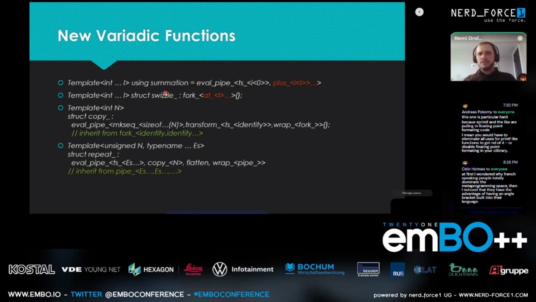Swizzle is something that is useful in video game development, where you just rearrange the inputs by index. So same thing, you just fork and you get the index. Each will receive all of the inputs and then just take the one that is important to them. Okay, and now it's getting very interesting.